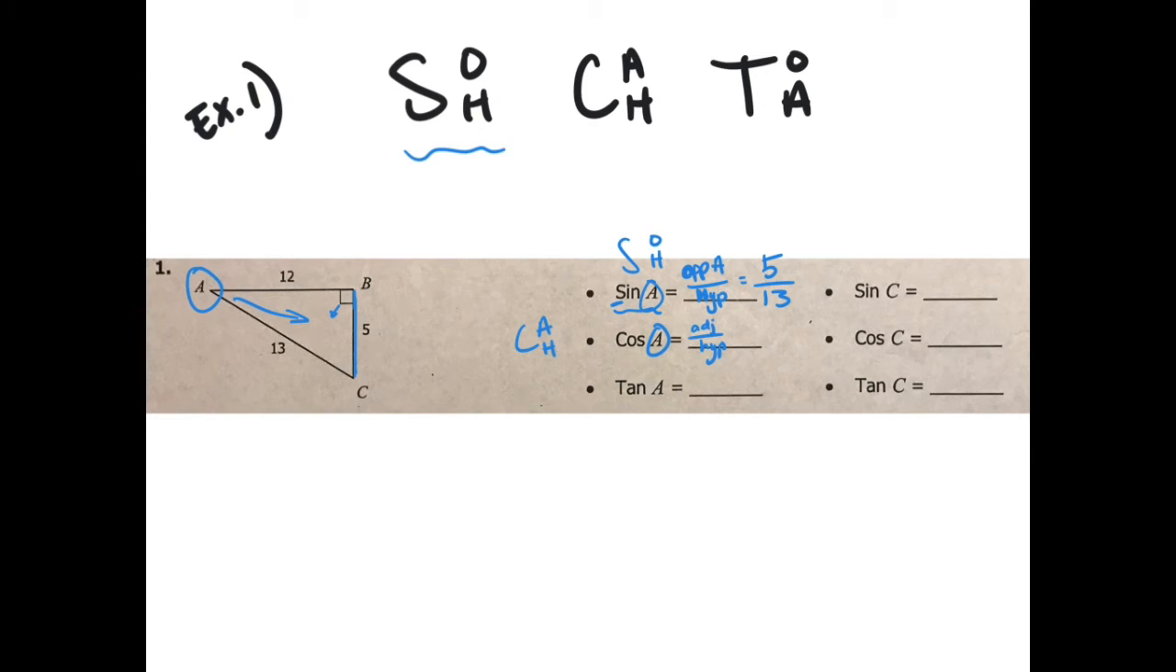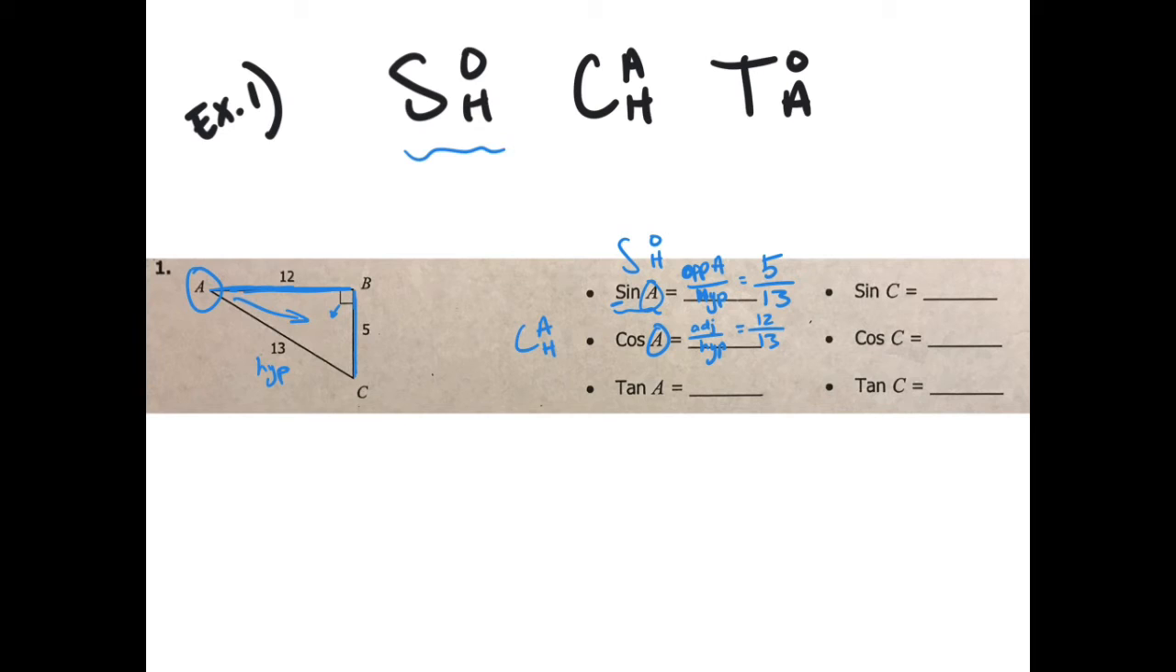So adjacent means next to. So I see a 12 and a 13 next to A. Is it the 12 or is it the 13? Well, it's not the 13 because the 13's opposite the right angle. It's the hypotenuse. It always will be if it's opposite the right angle. But the 12, the 12's not the hypotenuse. It's a leg. And it is next to A. So the adjacent is 12 and the hypotenuse is still 13. So cosine of A is 12 over 13.